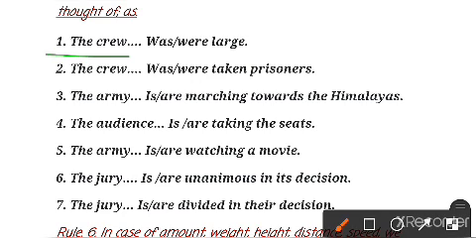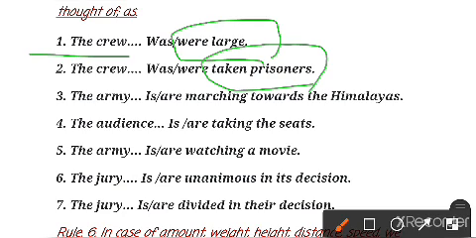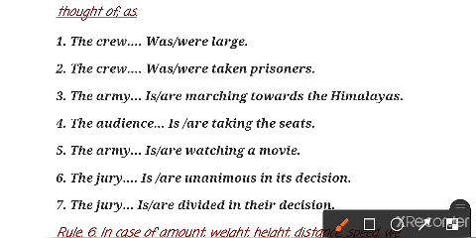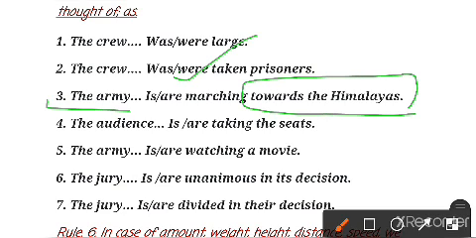So the same thing, crew: here the sense is given in a singular sense, but when we are talking about the crew as plural, in this crew there are people who one by one were taken prisoner, so that is why the answer will be were. Clear? The army is marching towards the Himalayas. Here all the soldiers in the army are marching towards the Himalayas in the same direction. So everybody is going in the same direction. Here the answer will be is.